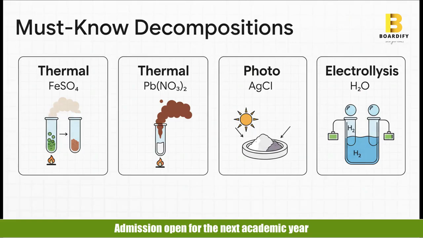So, what's the game plan? Easy. You need to focus on these 4 specific examples. You have to know the reactions for heating ferrous sulfate and lead nitrate. You need to know what happens to silver chloride in the sun, and you absolutely must know about the electrolysis of water, especially that 2-to-1 ratio of gases. Master these 4, and you're going to be in fantastic shape for this section.